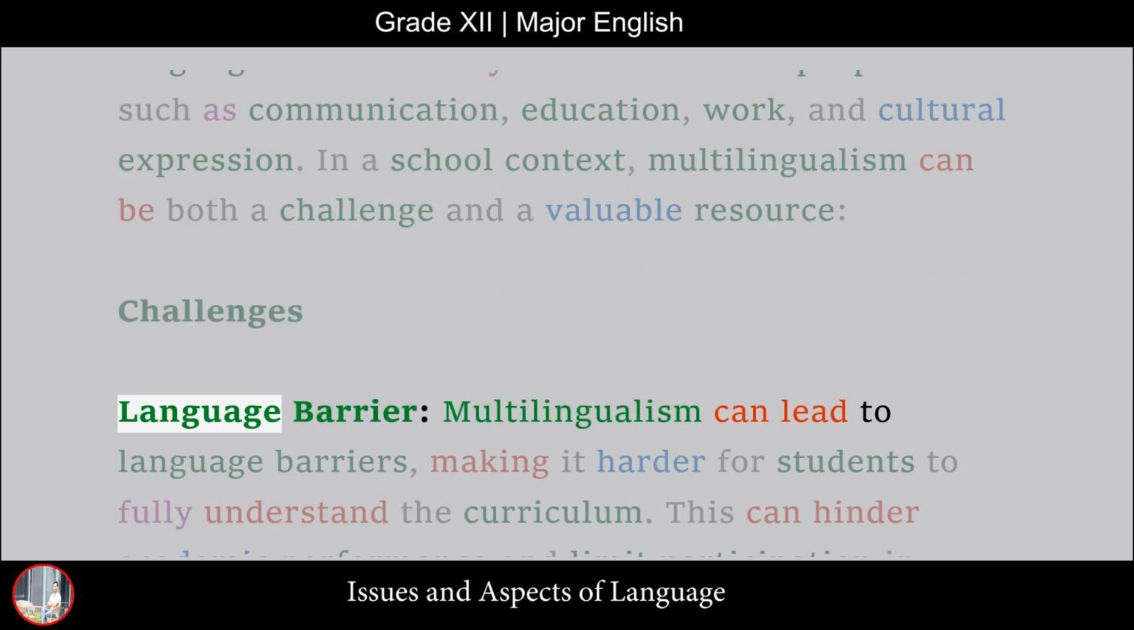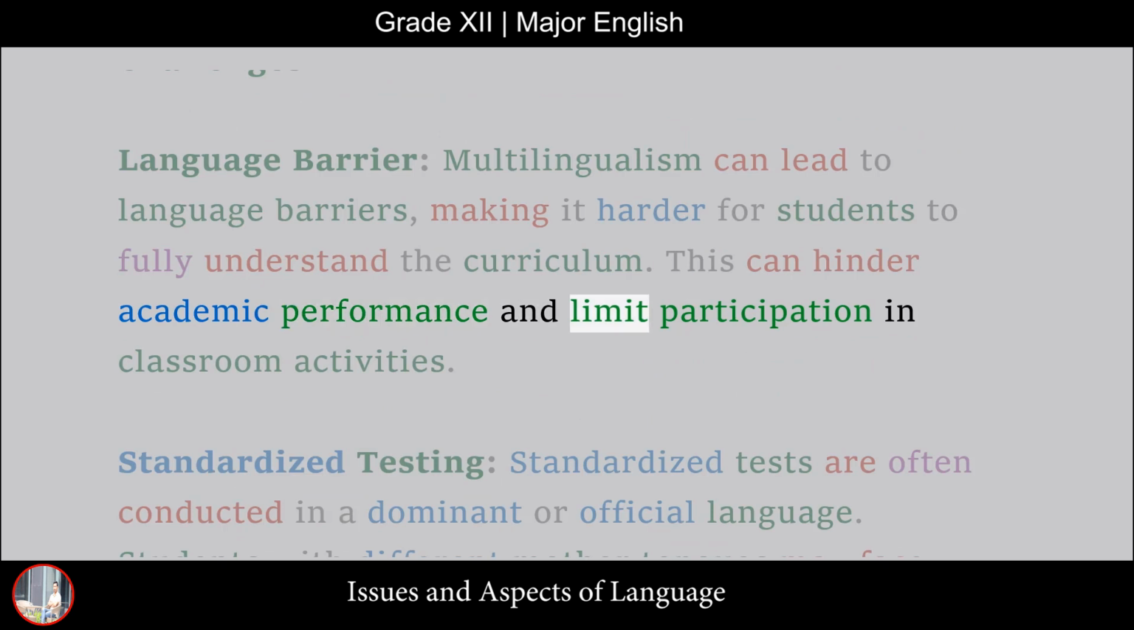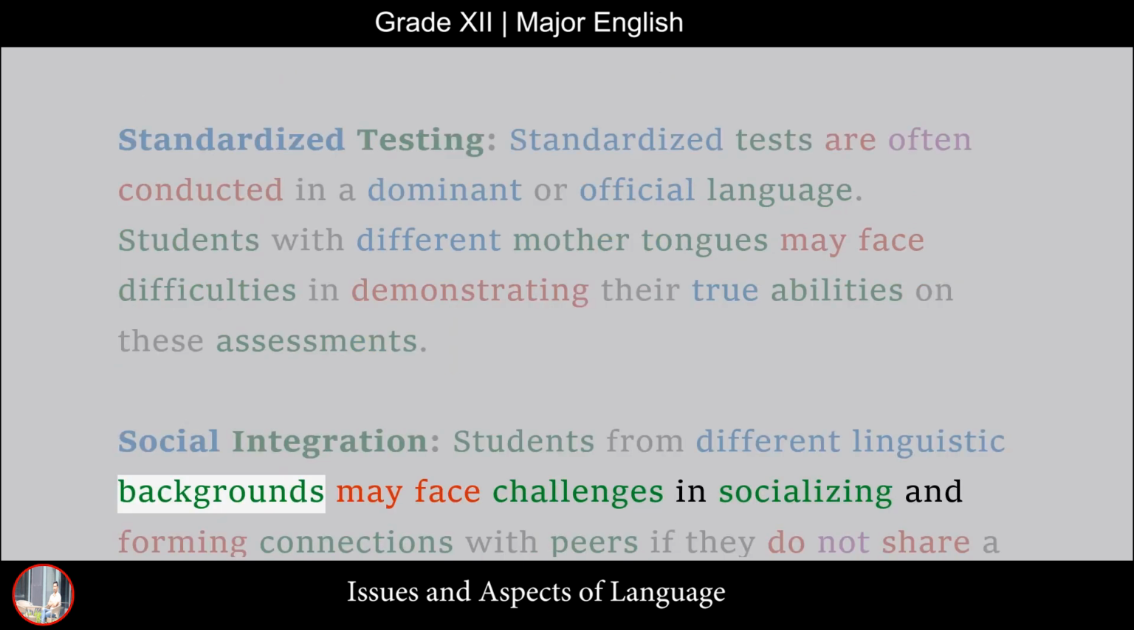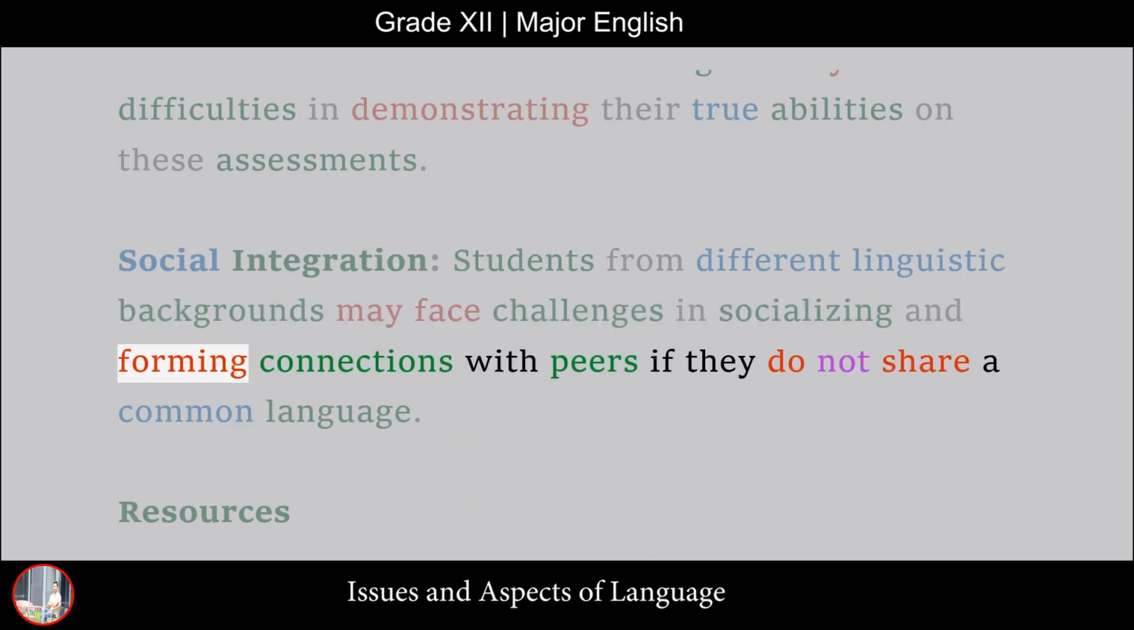Challenges. Language barrier. Multilingualism can lead to language barriers, making it harder for students to fully understand the curriculum. This can hinder academic performance and limit participation in classroom activities. Standardized testing. Standardized tests are often conducted in a dominant or official language. Students with different mother tongues may face difficulties in demonstrating their true abilities on these assessments. Social integration. Students from different linguistic backgrounds may face challenges in socializing and forming connections with peers if they do not share a common language.